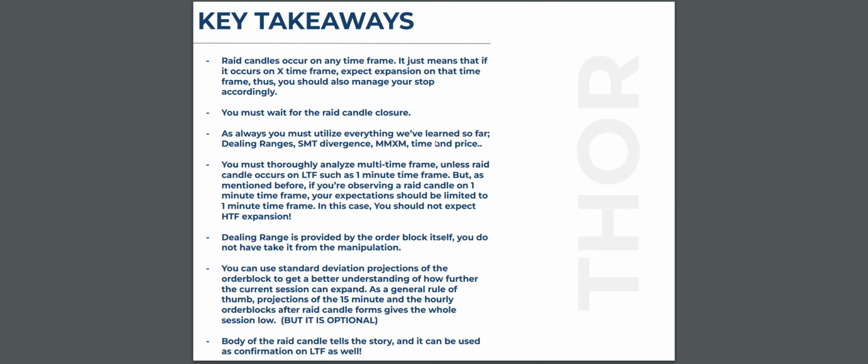The dealing range is provided by the order block itself. You do not have to take it from the manipulation. If you do take it from the manipulation, that's also not wrong, but just to keep things easier, you can just look at the order block itself. You can use standard deviation projections of the order block to get a better understanding of how much further the current session can expand. As a general rule of thumb, like I said, projections of the 50-minute and the hourly order blocks after the rate candle forms give the whole session low.